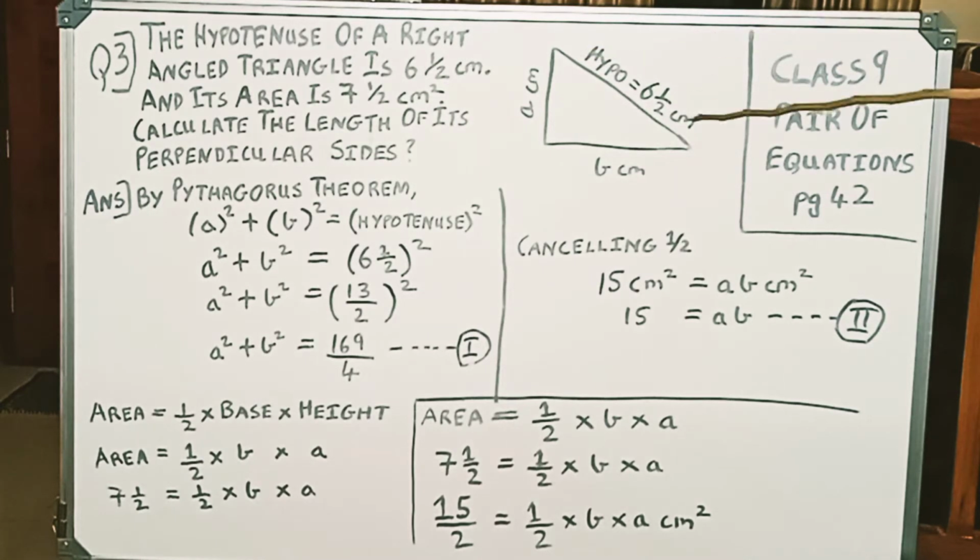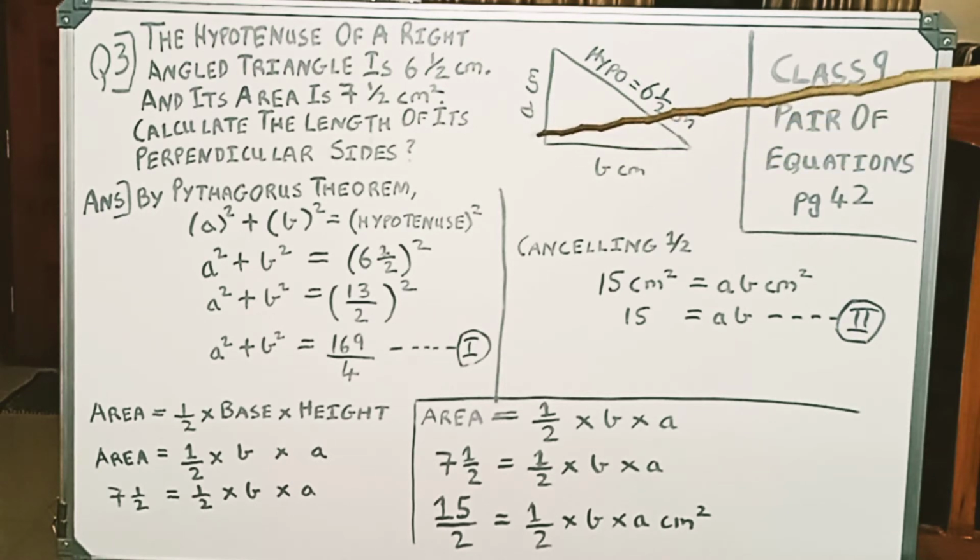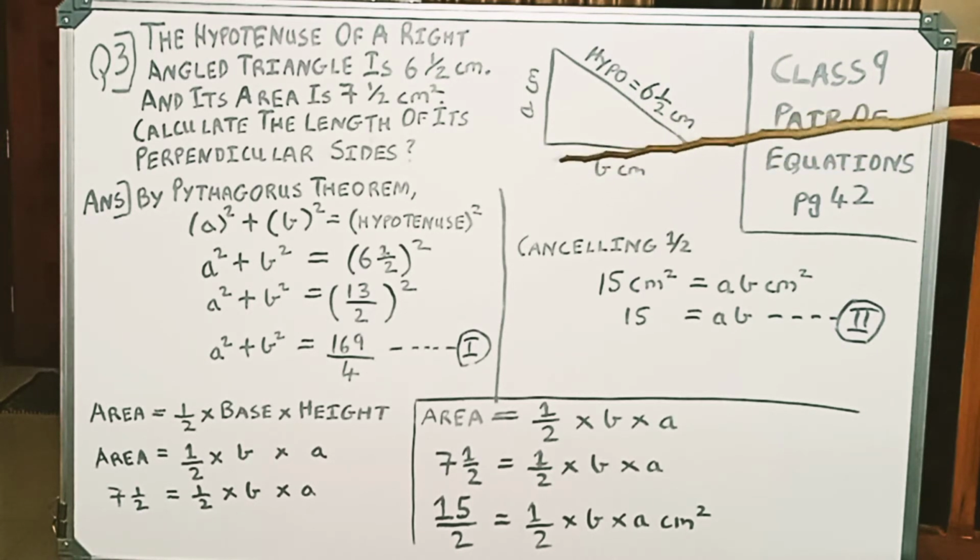Okay, the hypotenuse is 6.5 centimeter, and its area, the right angle triangle area, in a sense the inside area, this much area is 7.5 centimeter square. Calculate the length of the perpendicular side. So here we have taken the perpendicular side, the height or the altitude, as A centimeter and the base of the right angle triangle as B centimeter.